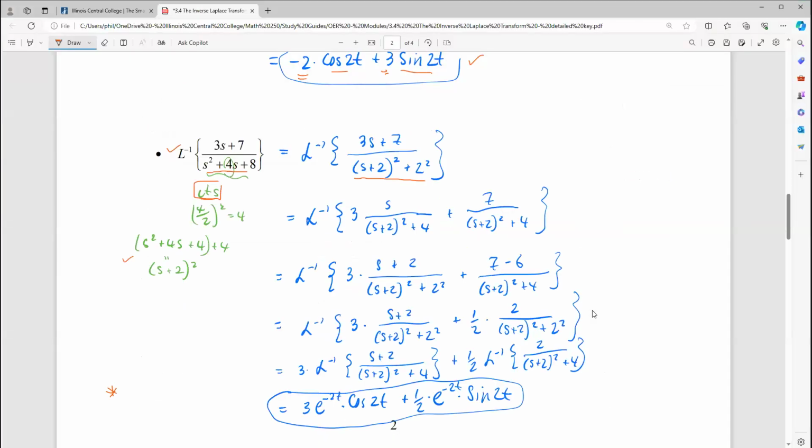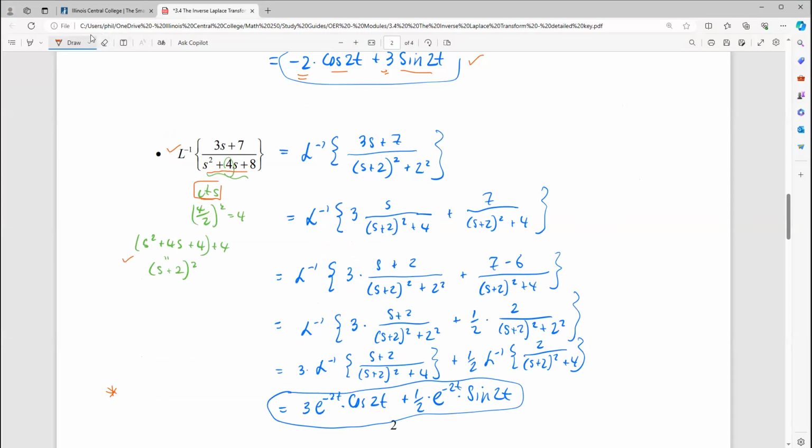So again, I split this up. I'm going to do the Laplace inverse of the 3s over this one first, and then we will do the 7 over this as well. So that is how I can split this up. That is what I've done in the next line here.